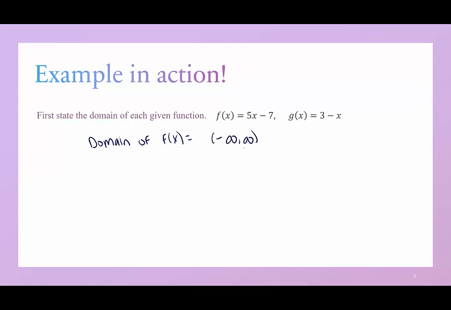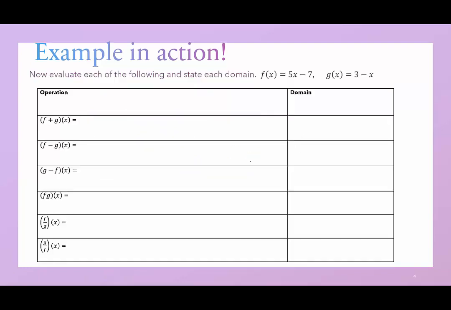G of x also happens to be linear. It's a little bit backwards, right? We might want to write it or think about it as negative x plus 3. But regardless, it's a linear function, no restrictions. So the domain of g of x will also be all real numbers. This also means that the domain for the sum, difference, and product functions will all be all real numbers. We shouldn't have any restrictions when we combine these.